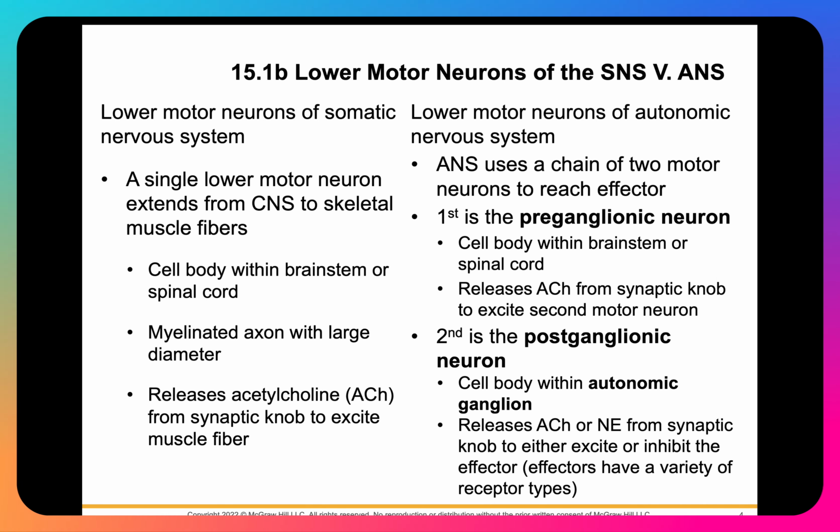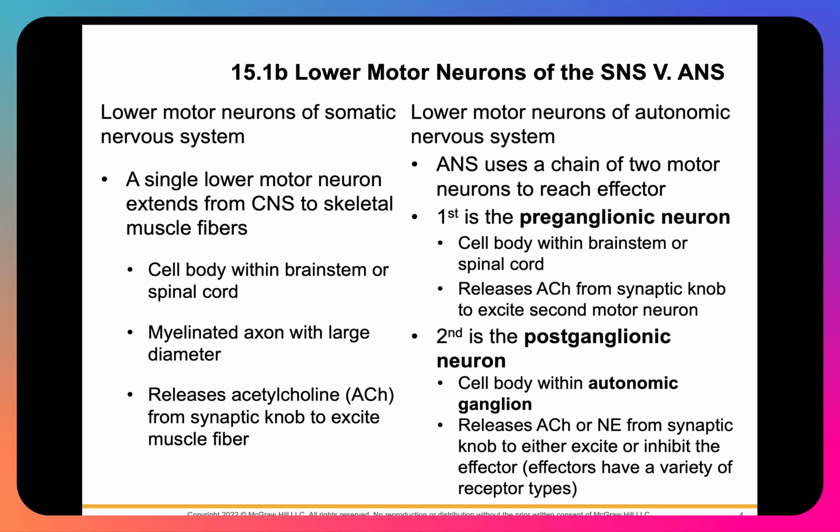Now, when we look at the lower motor neuron, once again, we have that single lower motor neuron in the somatic system. You're going to have the cell body, which is within the brainstem or spinal cord. And we're really looking at myelinated axons, so there's going to be a relatively fast conduction velocity. The other thing to keep in mind here is what neurotransmitter is going to be released by a lower motor neuron, and that is going to be acetylcholine, and it is going to have an excitatory effect on the target to contract the muscle fiber.